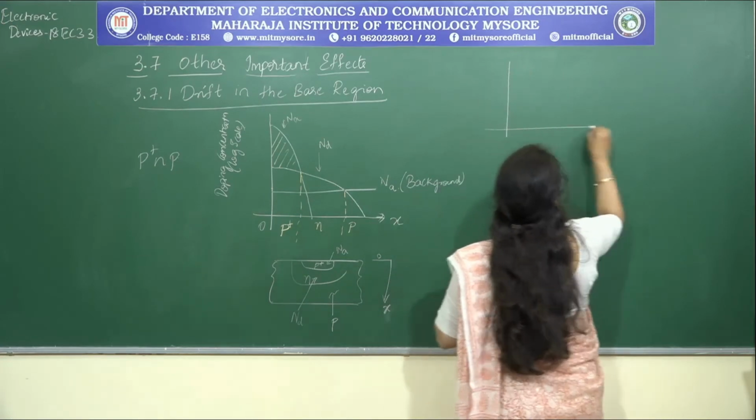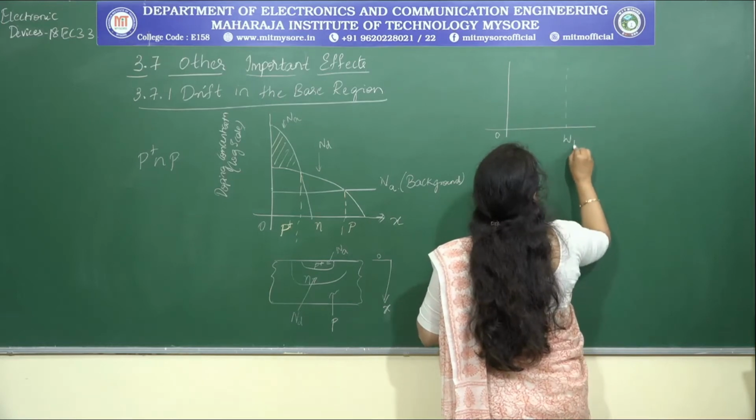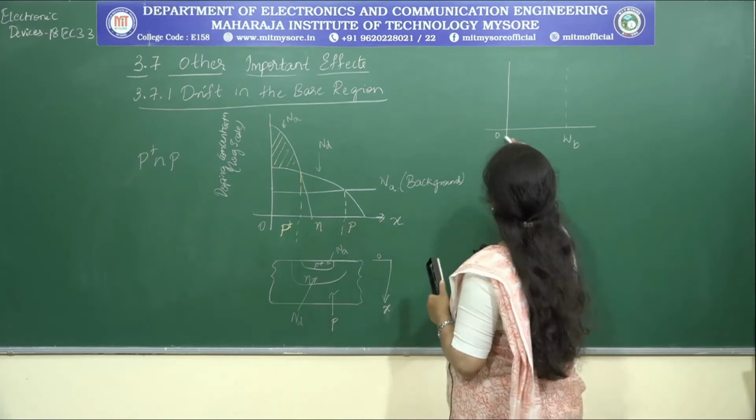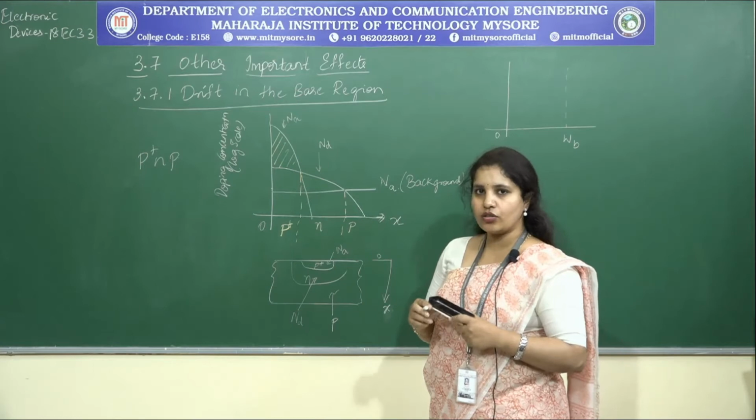It is as follows. Now, which is the region that I am considering? I am interested in the base region. Therefore, let me consider 0 to WB. What does this indicate? It is the width of the base region, right?